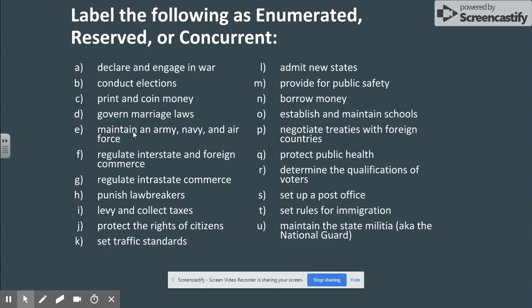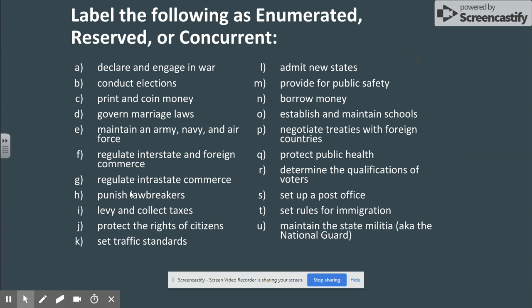All right. Who can maintain an Army, Navy, and Air Force? That's going to be the enumerated powers. Who can regulate interstate? Inter means between, and if it goes between states, then the national government is going to do it. So that's going to be enumerated, E for enumerated again. If it's intrastate, like what I talked about earlier, maybe an apple orchard, a pumpkin picking patch, if it's just in one state, that's going to be a reserved power. Whoops, getting ahead of myself there.